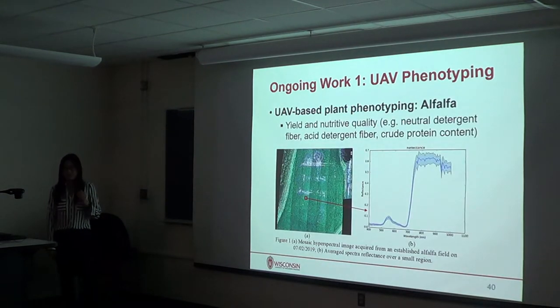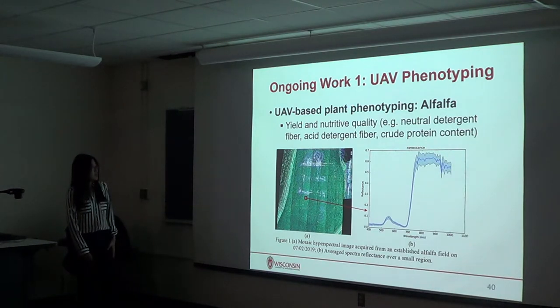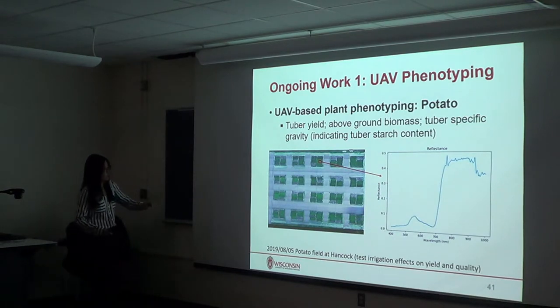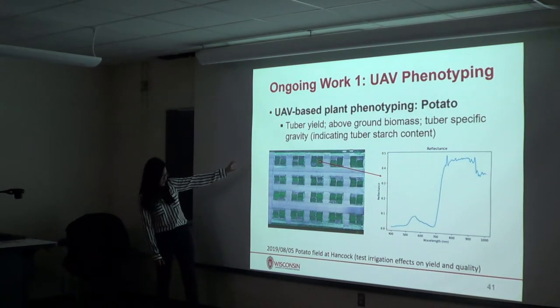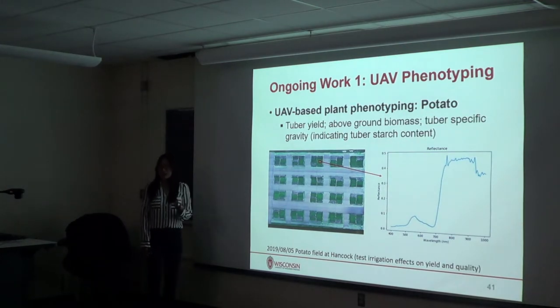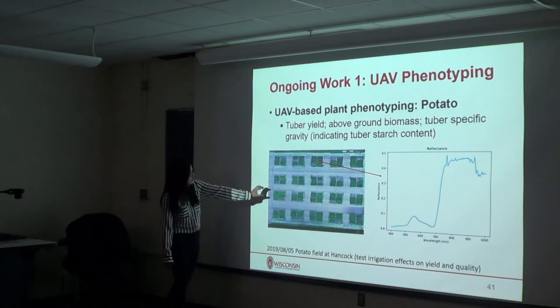Here is some preliminary data I have been collecting since this summer. This is an alfalfa field at Arlington. I'm interested in using this hyperspectral reflectance data to predict alfalfa yield and also some nutritive qualities. Another data set I have is from Hancock, a potato field, and the goal is to test different irrigation rates to see if water stress affects the yield and also the potato quality. Different blocks have different irrigations.